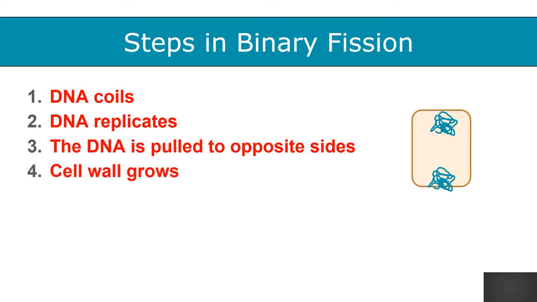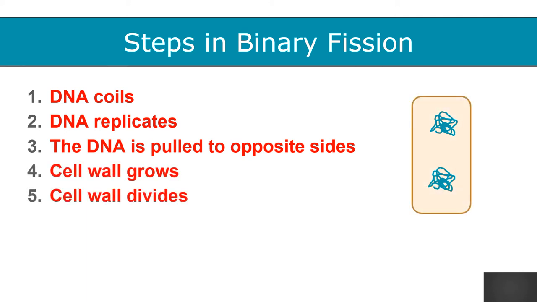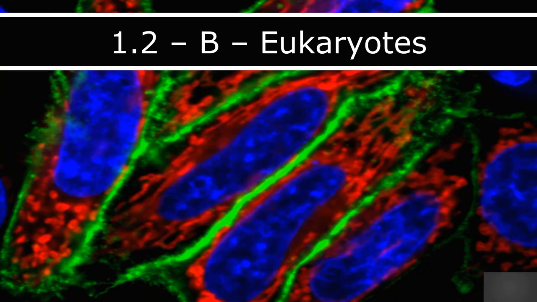And then the cell wall is going to grow because it's going to make a bigger cell that it wants to divide in half. At that point, you get the formation of a new cell wall, and then voila, you have two new identical E. coli cells. So that's the steps in binary fission.